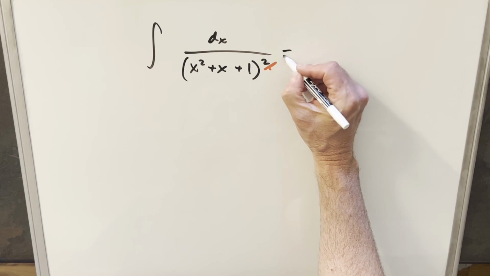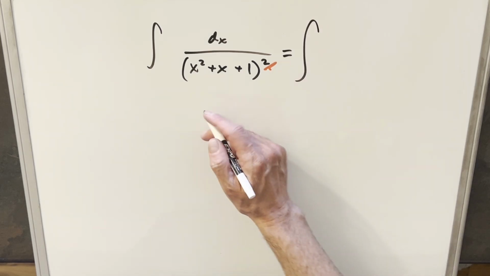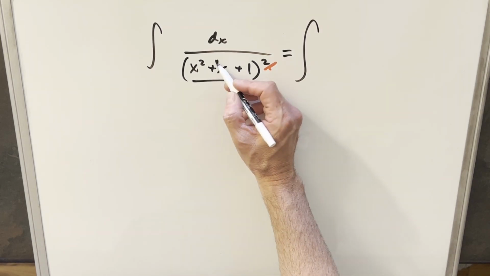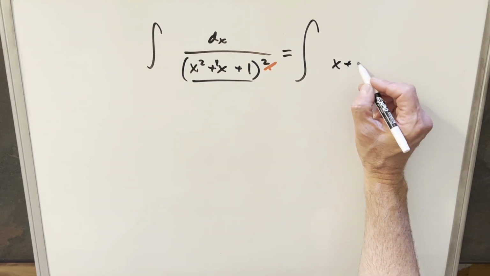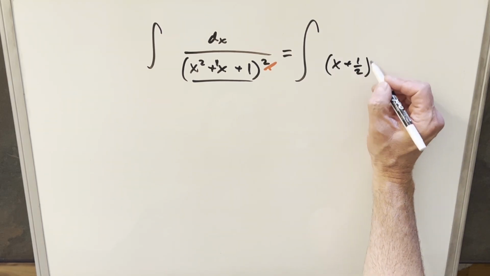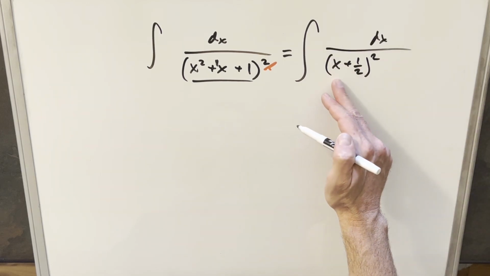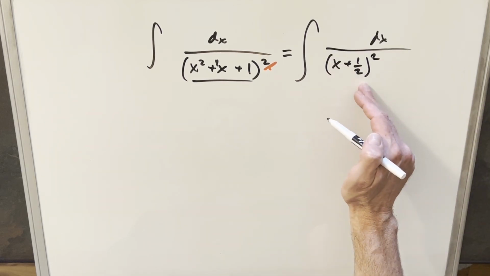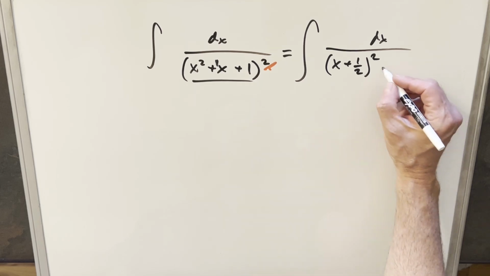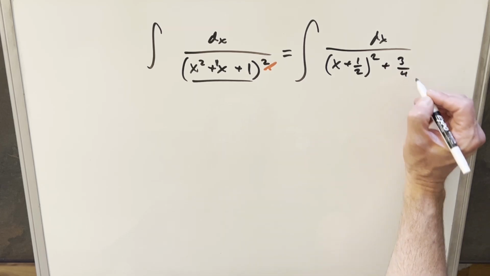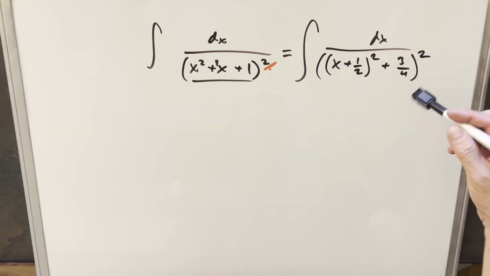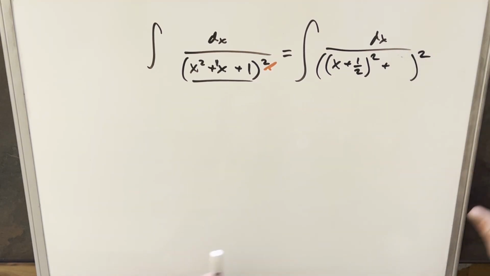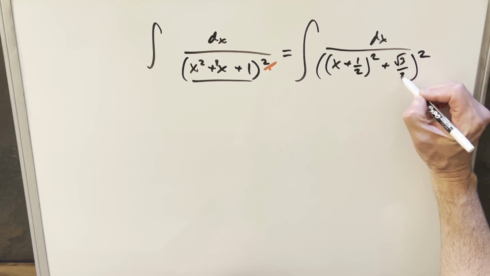So what I want to do for my first step is rewrite this, but I'm going to complete the square on this denominator. There is a 1 coefficient on this x. What I'll do is take half of that and write the denominator as (x plus 1/2) squared. If you square this out, you'll get x squared plus x plus a fourth. Well, we've got a 1 there, so I'm going to add 3/4 so that we're not changing it, and then this whole thing is going to be squared. And then I can just take this 3/4 and rewrite it as (square root of 3 over 2) squared.